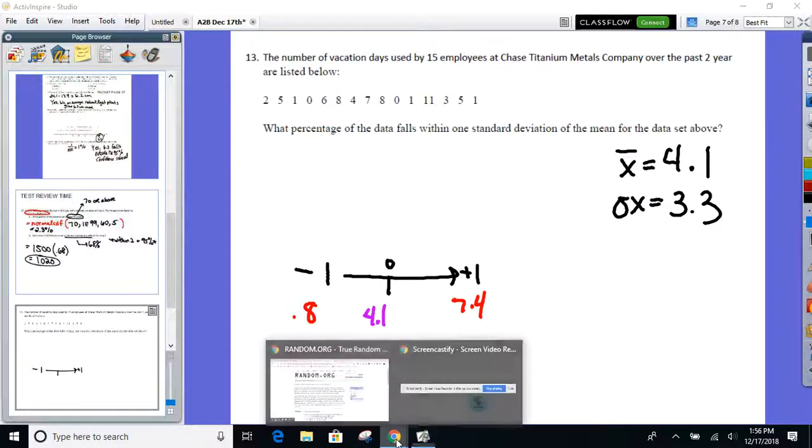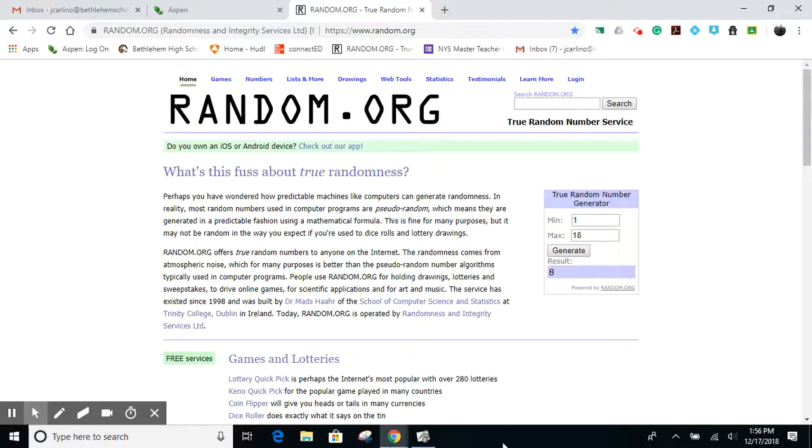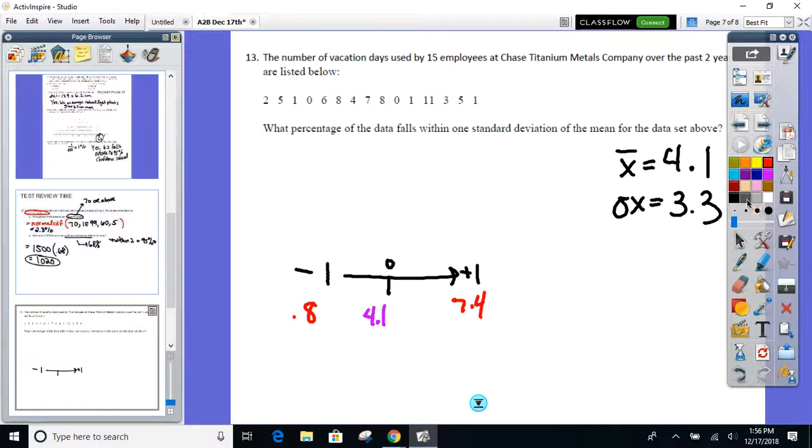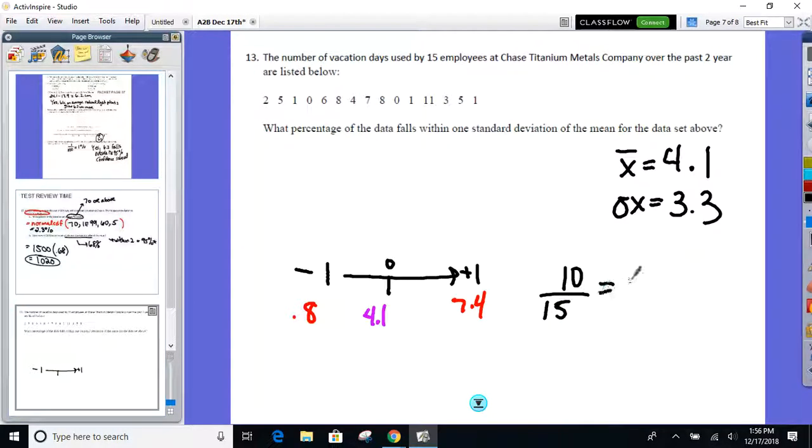How many did you find are between there? 10 out of 15. For a percent, about 67%. So hey, these could have been normally distributed, huh? Those values came pretty close to 68. Yep, could have been normally distributed. We okay there?